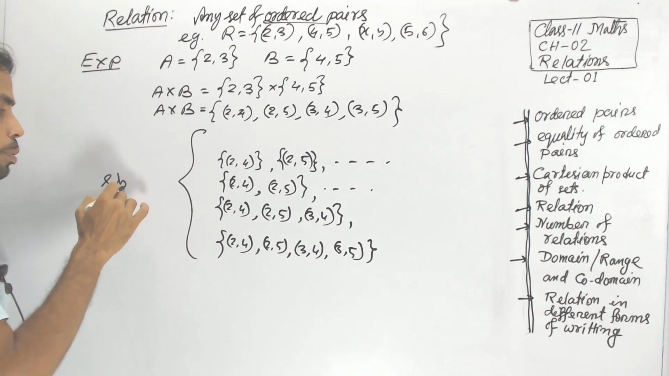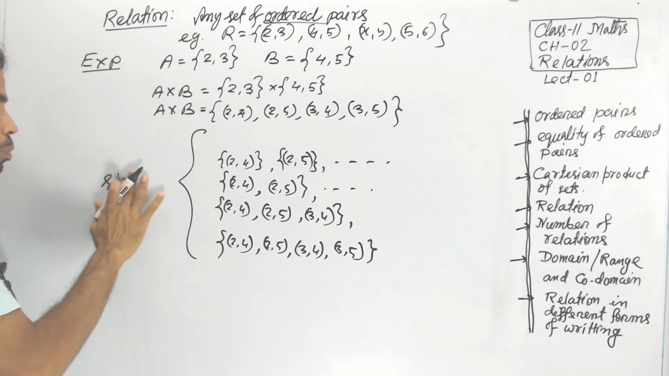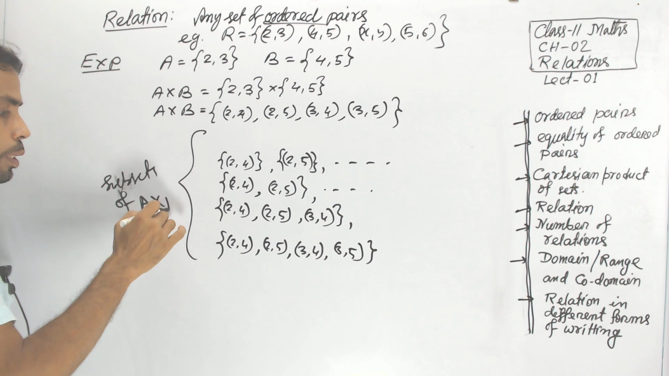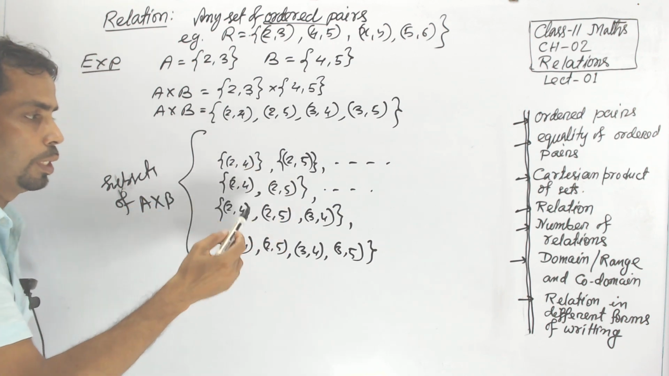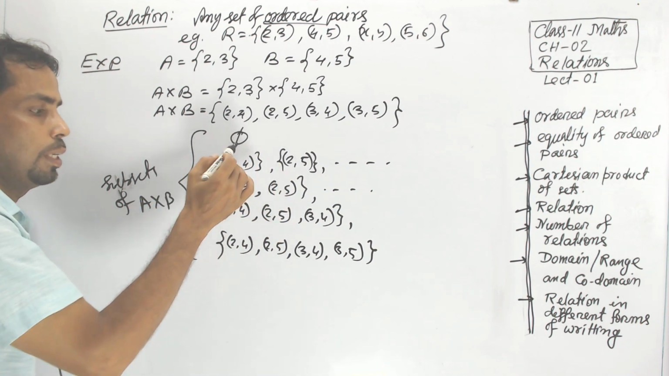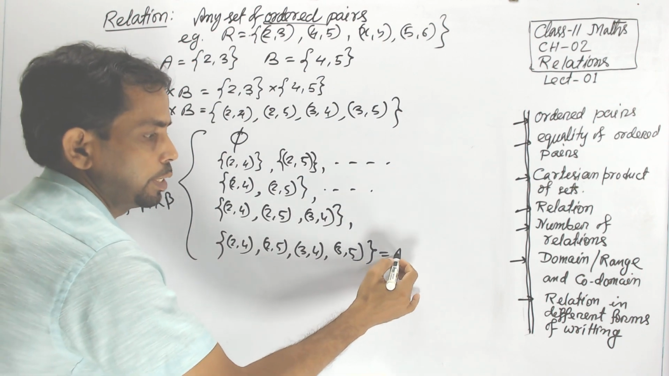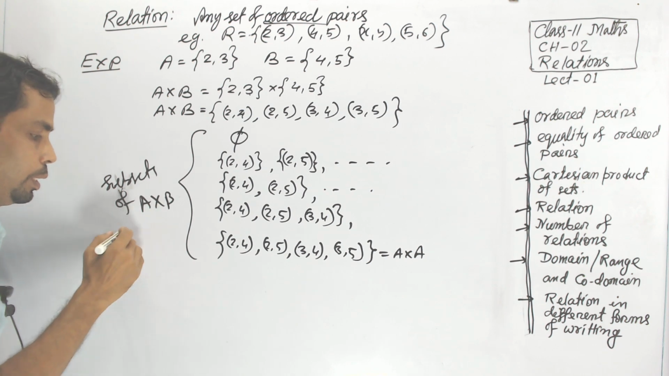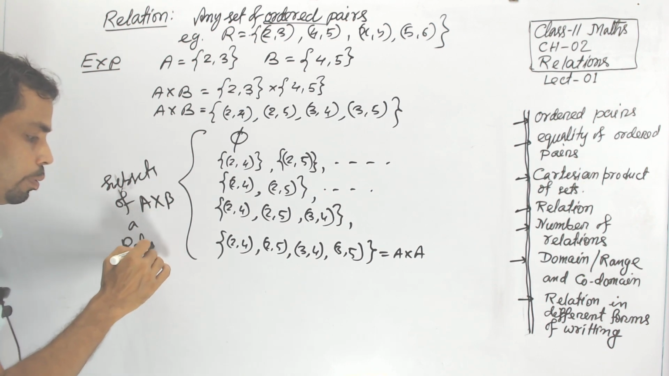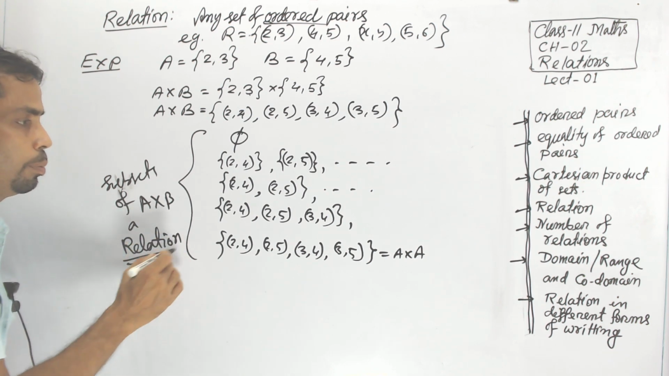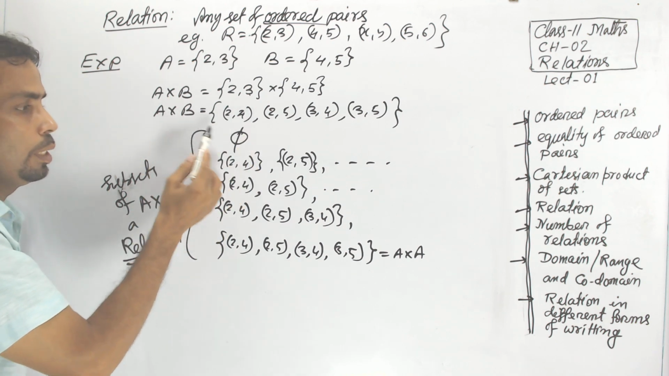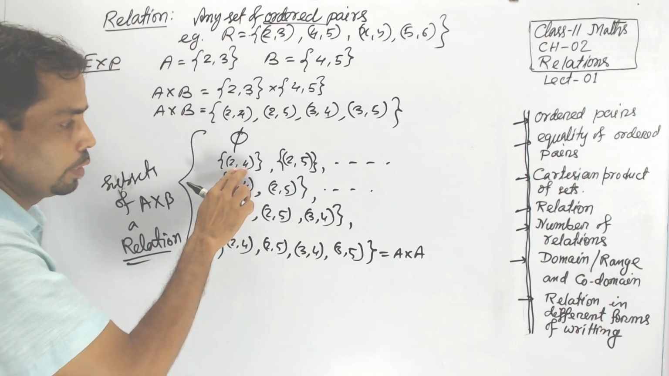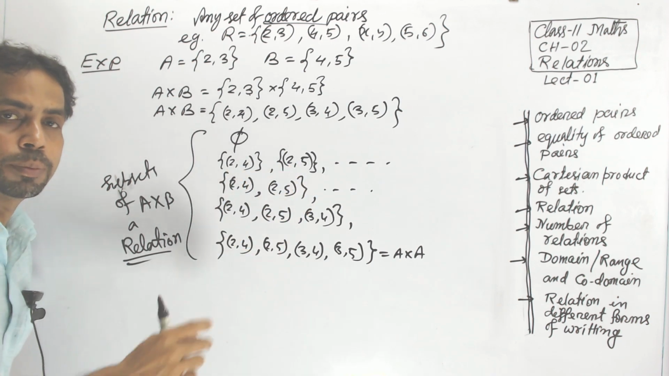These are all subsets of A × B. The first is the empty set and the last is the set itself, A × B. Now every collection, every subset of A × B, is a relation. This is a relation, this is also a relation, and this is another relation. Every subset is a relation.